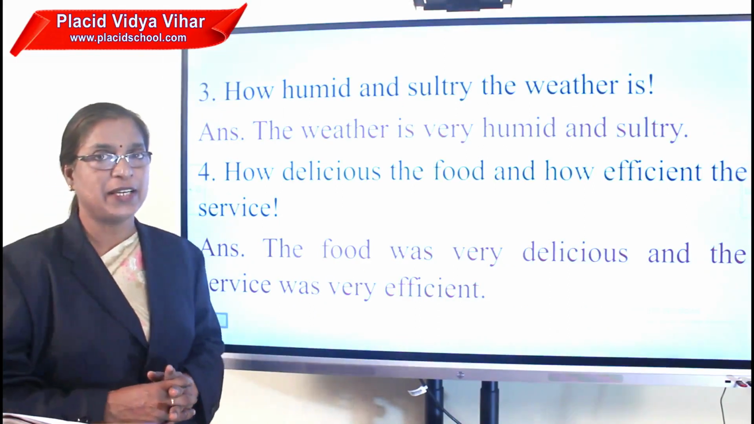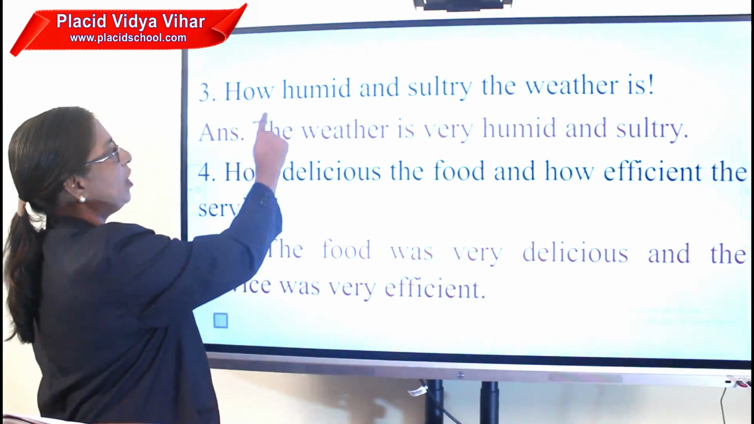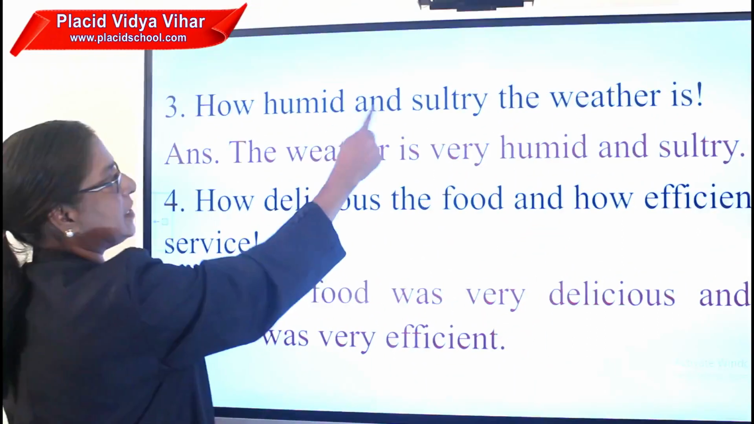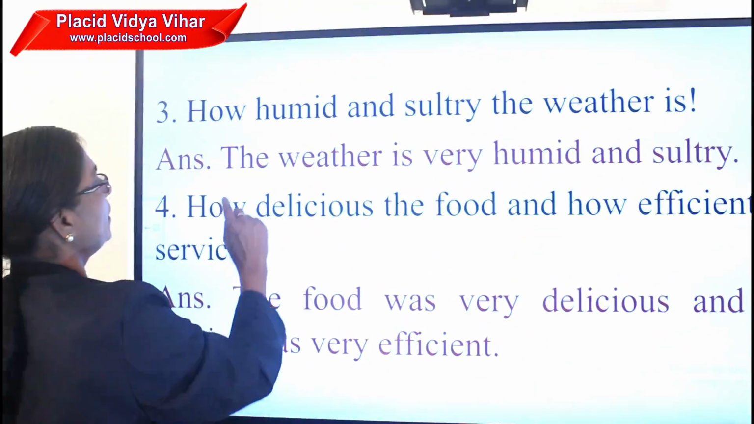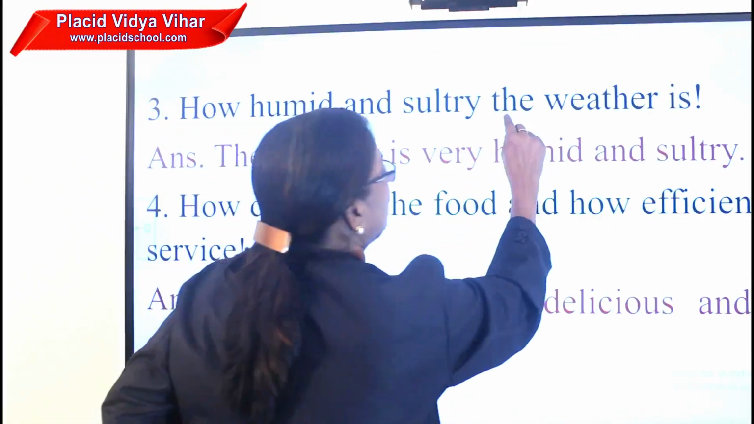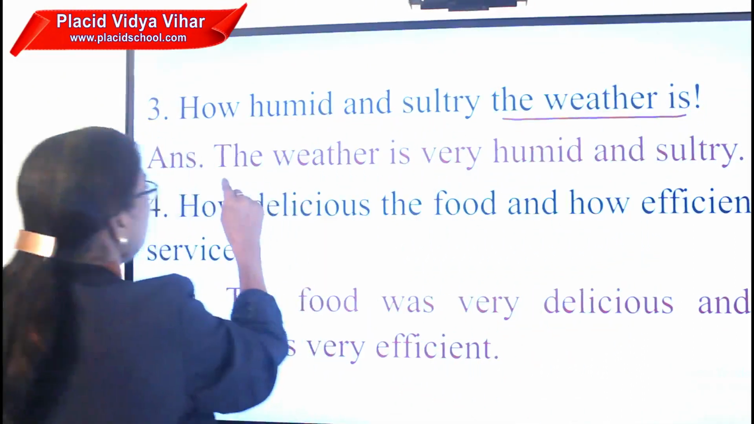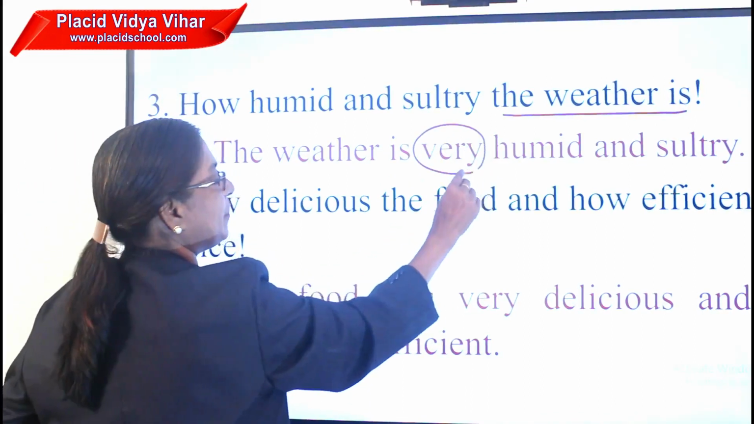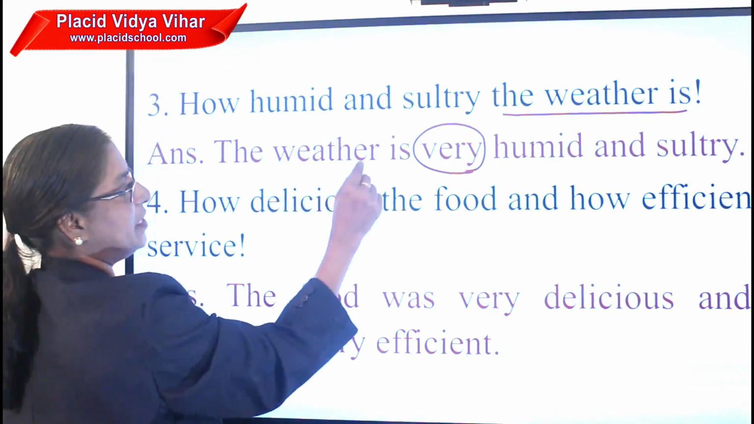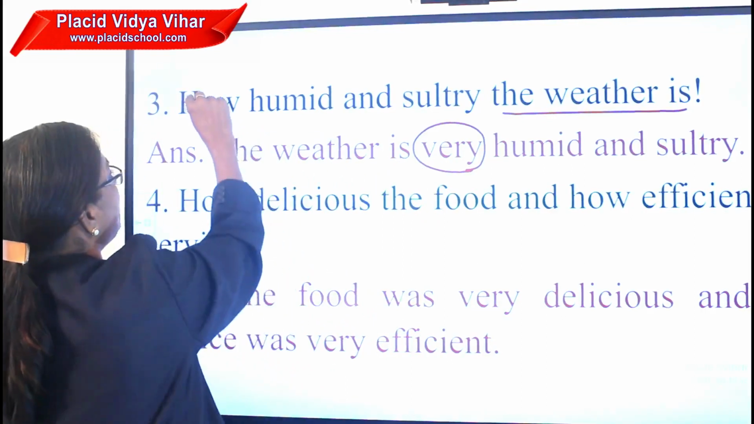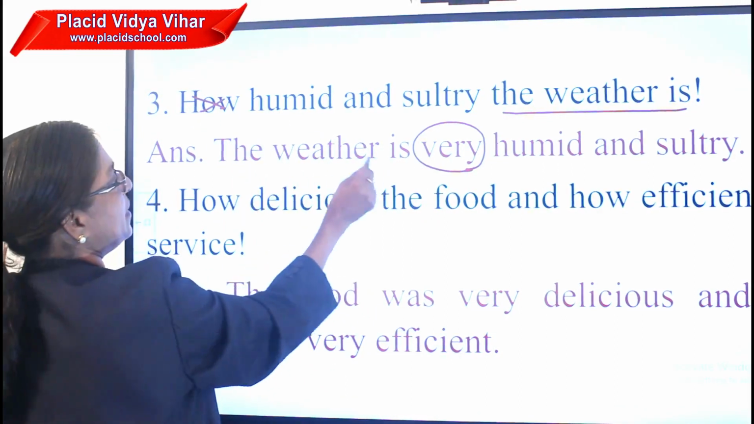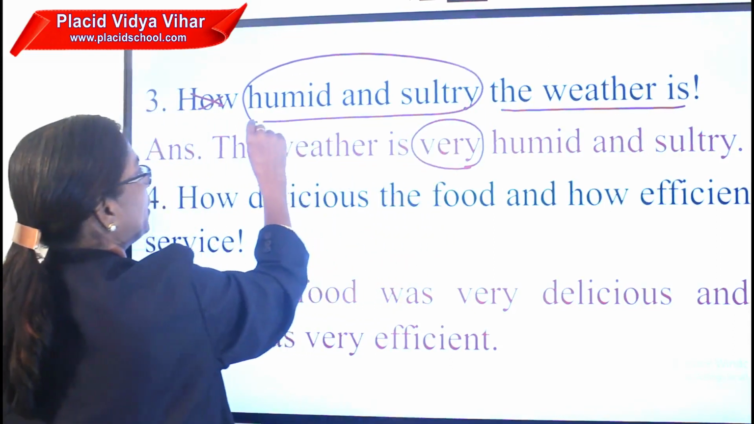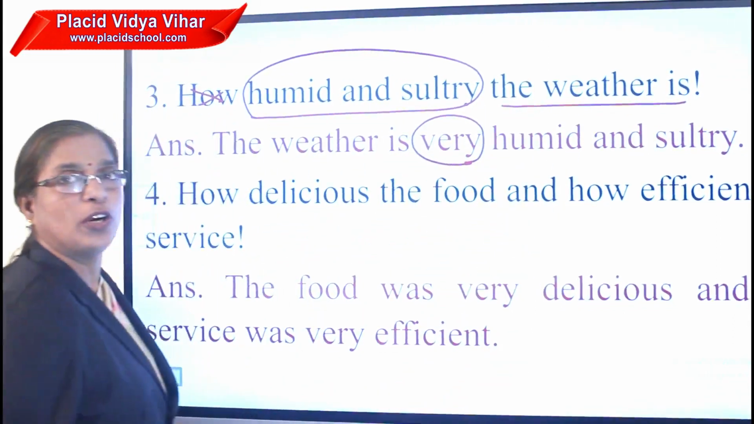So let's see some more examples. You see here, how humid and sultry the weather is. Now there are two parts. So how will you do? You begin from the weather is. See here, the weather is. Then this is the adjective you are adding. You insert, the weather is very. Then you have to cancel this how. The weather is very humid and sultry. This part you will write at the end. Hope you got an idea.